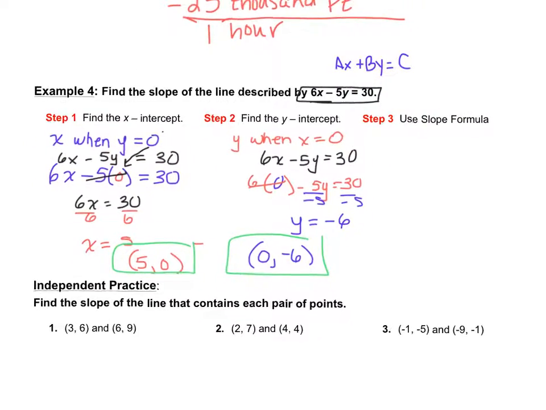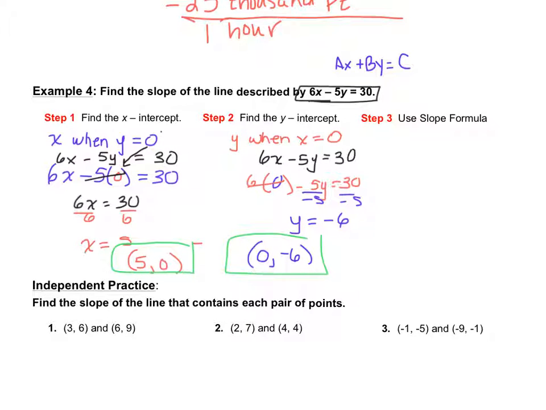They want me to use the slope formula to find the slope. Well, now I have the 2 points. If you have your 2 points, you can use the slope formula because the slope formula requires 2 points. And so when you have an equation, it's easy to find the x and y intercepts because of the zeros that you plug in. And then once you have 2 points, you have x1 and y1, and you use the slope formula. So you're going to have y2 minus y1 over x2 minus x1.